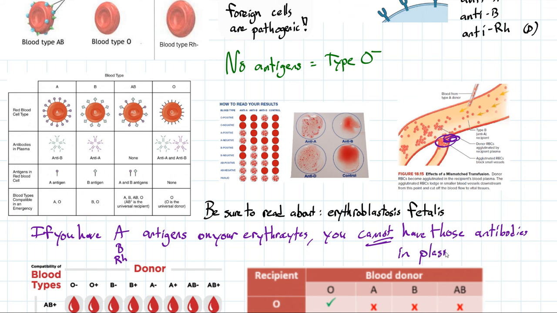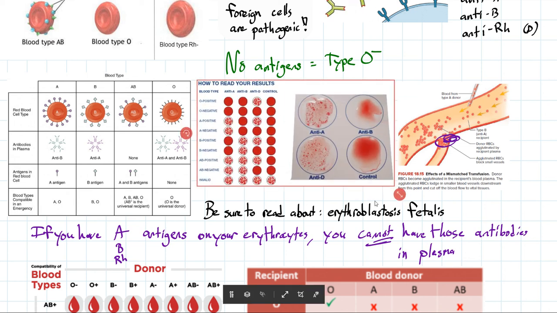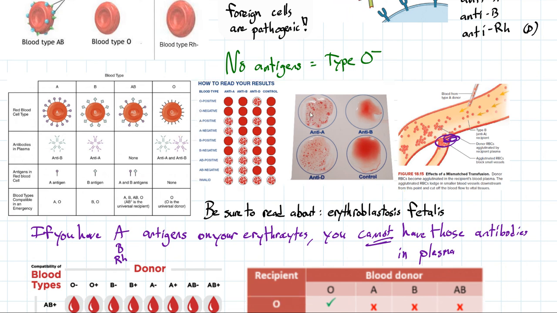Antibodies are very, very small. They float around in your plasma. They're not attached to any given cell. When an antigen and an antibody come together, they cause agglutination. If you look at the test for testing blood types, the way that you do it is you take a sample of blood, just a drop of blood, and you also add some A antibodies, or some B antibodies, or some Rh antibodies, which are sometimes called D.